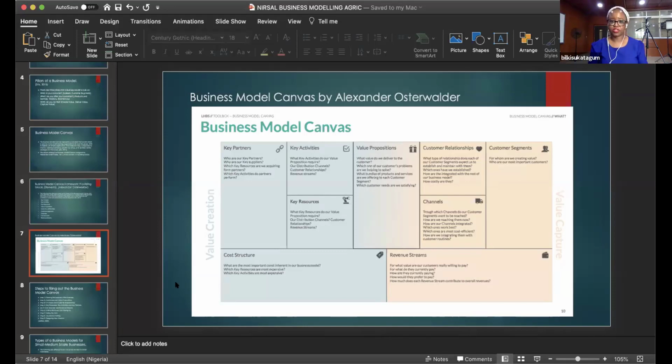Your customer relationship, how are you going to build on it? What services are you going to offer them after? What activities, what plan do you have in place, what things do you need to do to be able to attract customers and then actually keep them? Those are key activities. The last one is revenue stream.